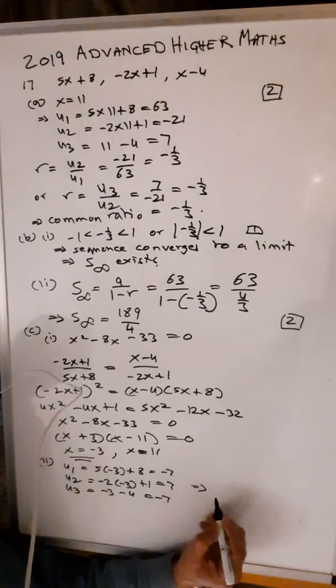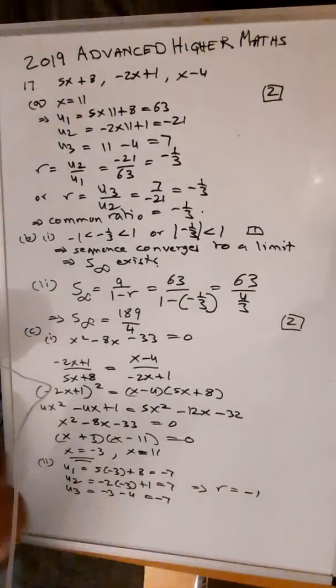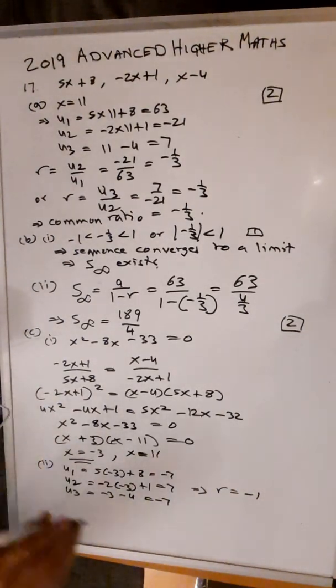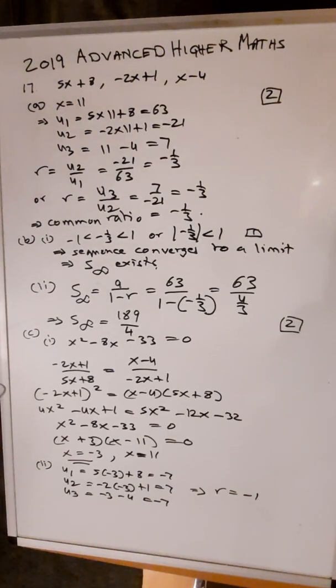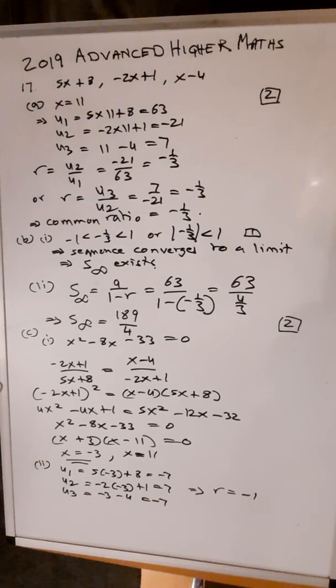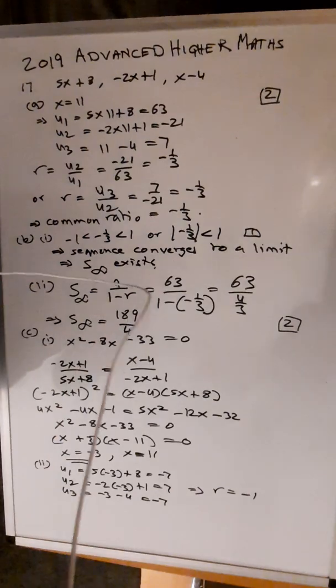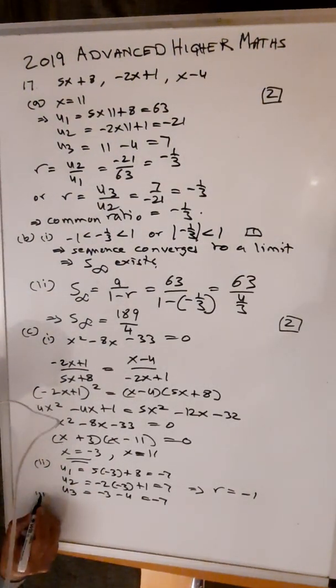That implies that the common ratio here is -1: 7 over -7 is -1, and -7 over 7 is -1. Okay, so the common ratio is -1. State the value of S2n and justify your answer. This is the last part here, C1.